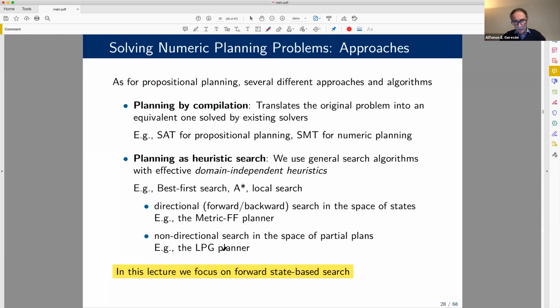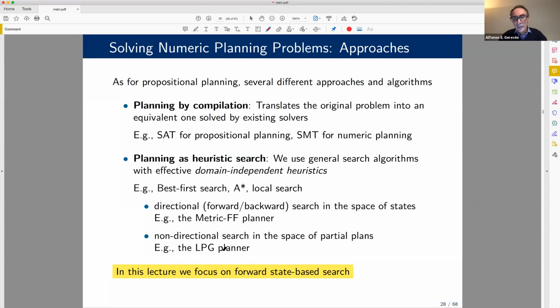The other approach that we are going to describe in this lecture is planning as heuristic search, where we use a methodology that is very well known, the general search algorithm, problem solving. But the difference with general algorithms like best-first, A star, local search, the main difference in planning is that the heuristic is fundamental, of course, but it's not domain specific, because we want to do domain independent planning. So we want heuristics that are very powerful because they are essential for search algorithms, and they are domain independent. And in this second part of the lecture, we will focus on general search algorithms with domain independent heuristics for numeric planning, using the state-based approach.